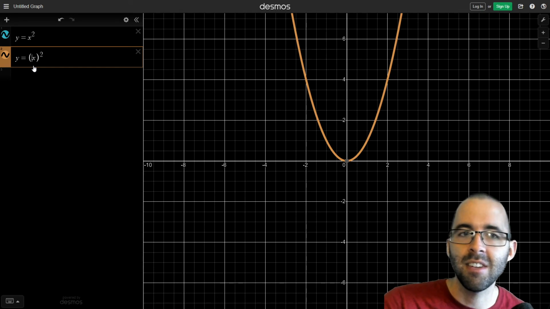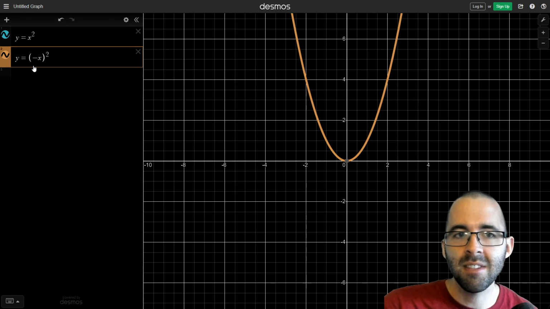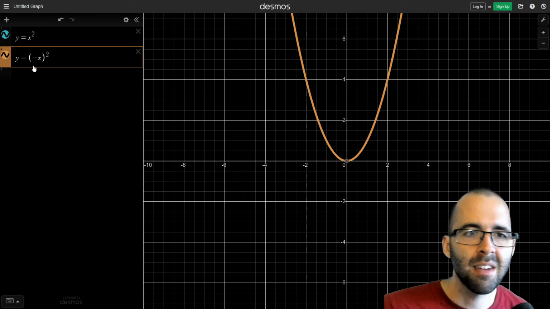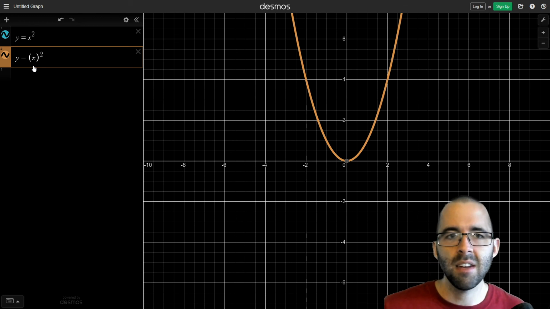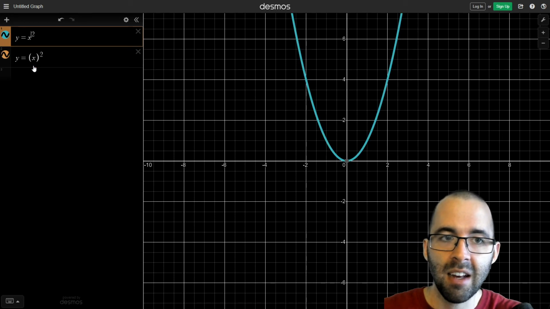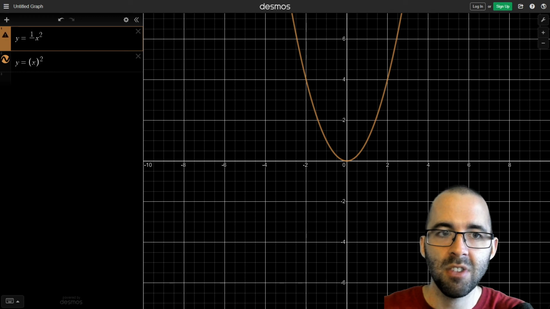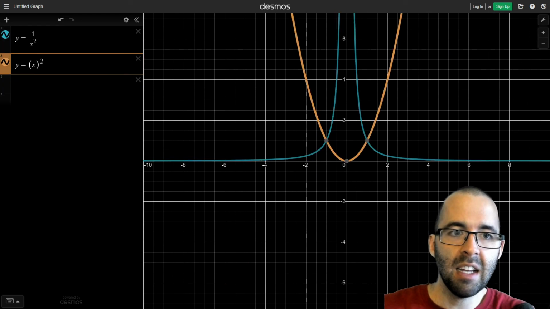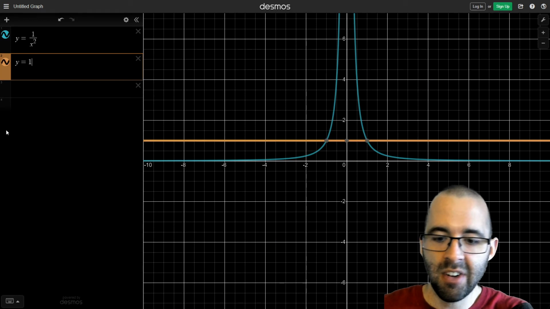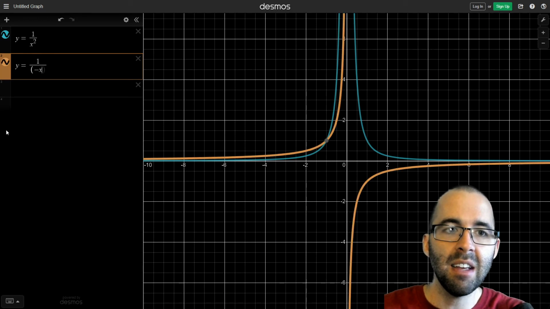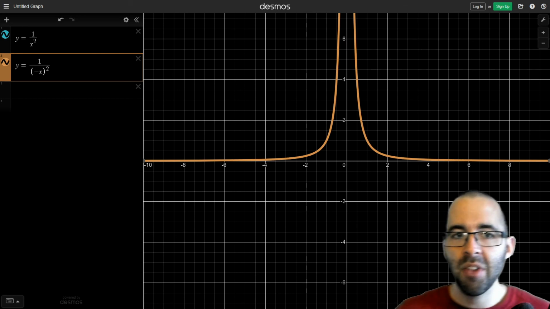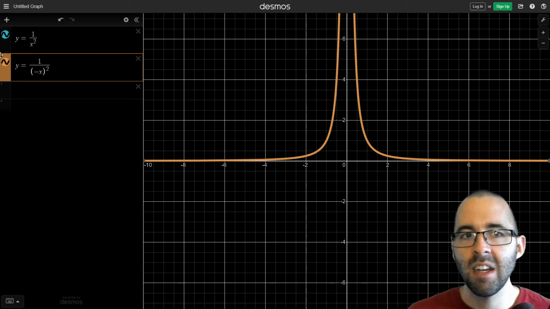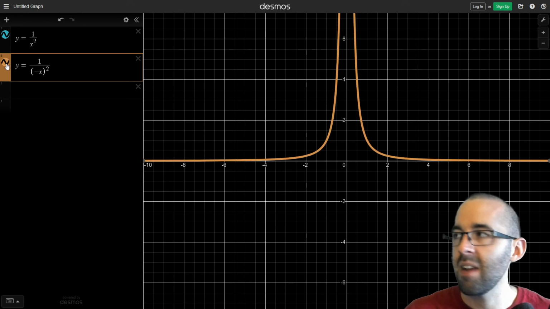It's a symmetric function. Another way to think about this is if I add a negative here, when we square it, the negative squares away. And another even function we had here is the reciprocal squared function. Very similar, and for very similar reasons, right? If we reflect this about the y-axis, that's adding a negative on the inside, a horizontal reflection. The orange and blue graphs are the same.